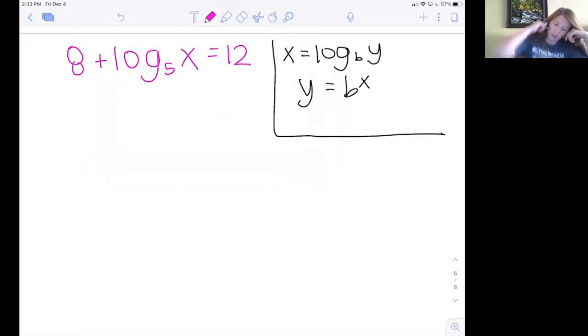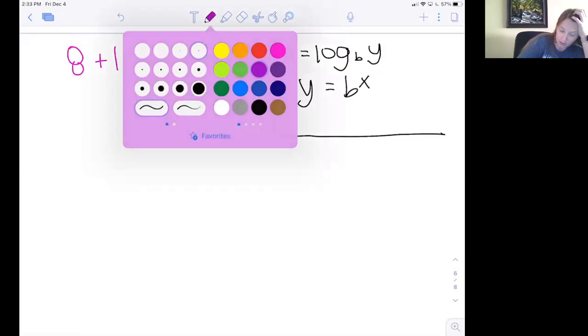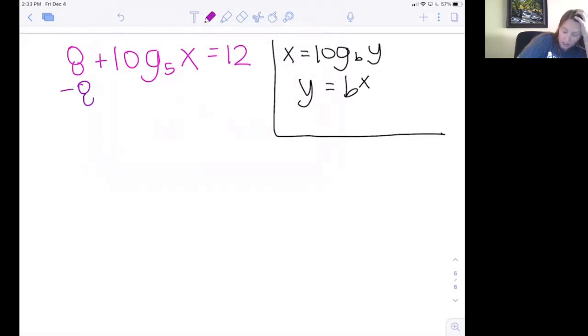Okay, so first, to get it in this form right here, I can't have this added 8. I almost have it, but I have this weird 8. So I need to first bring this 8 over to the other side. So I just subtract by 8, subtract by 8. So I have log 5 of x equals 4. Okay, now this right here is in this form.